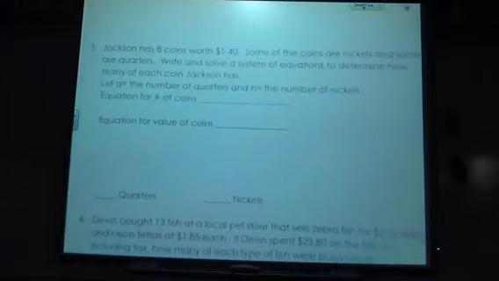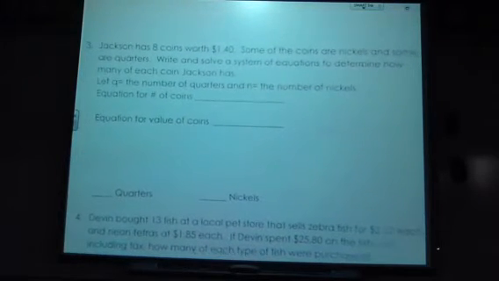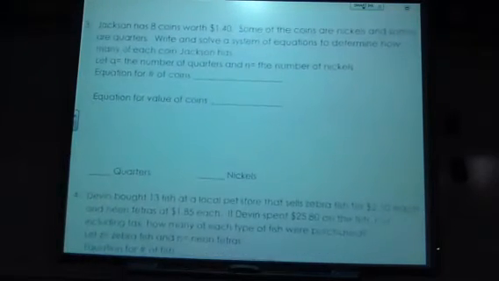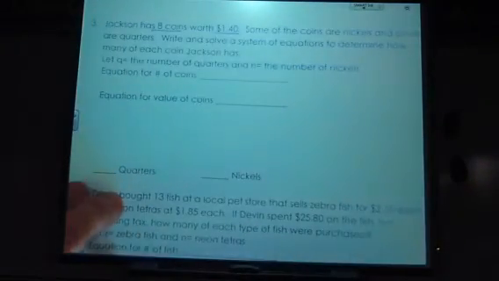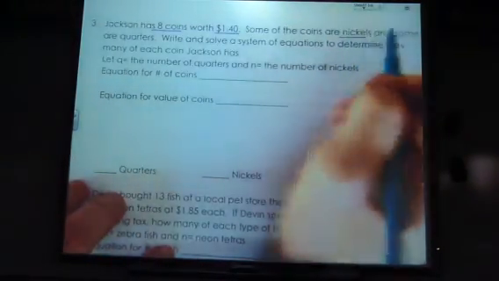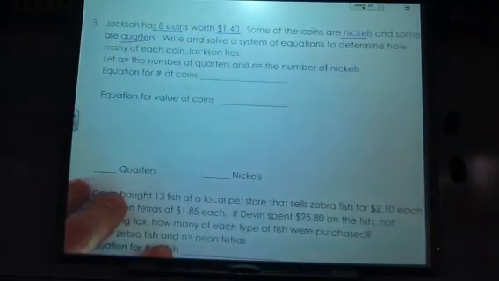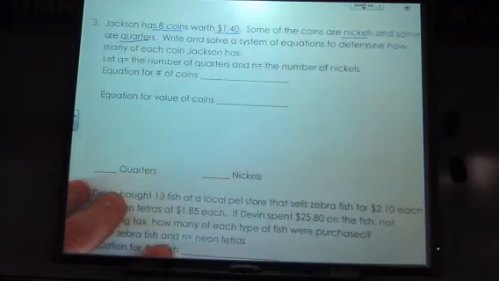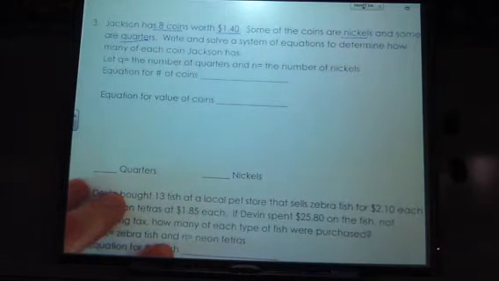Alrighty, we'll do one more with you and then let you try one on your own. Jackson has 8 coins worth $1.40. Some of the coins are nickels and some are quarters. Write and solve a system of equations to determine how many of each coin Jackson has. Okay.